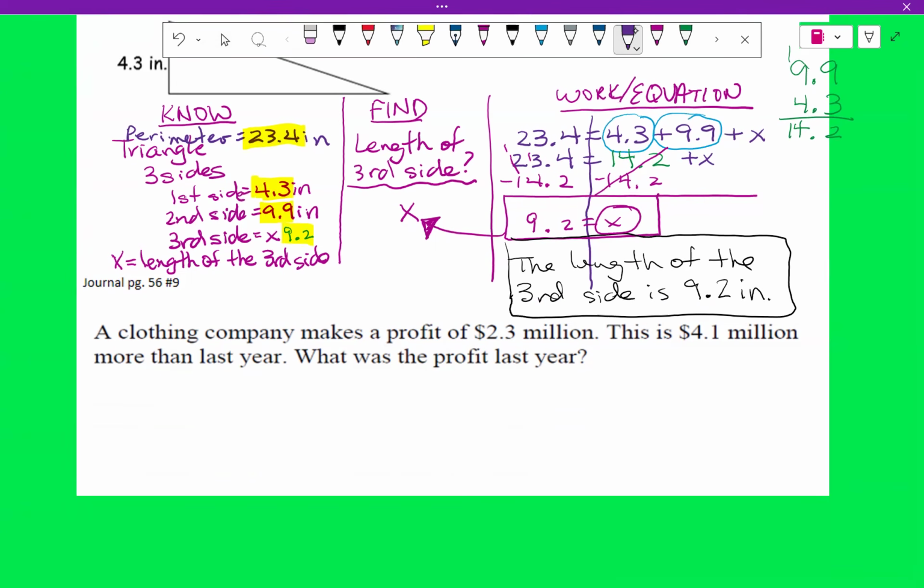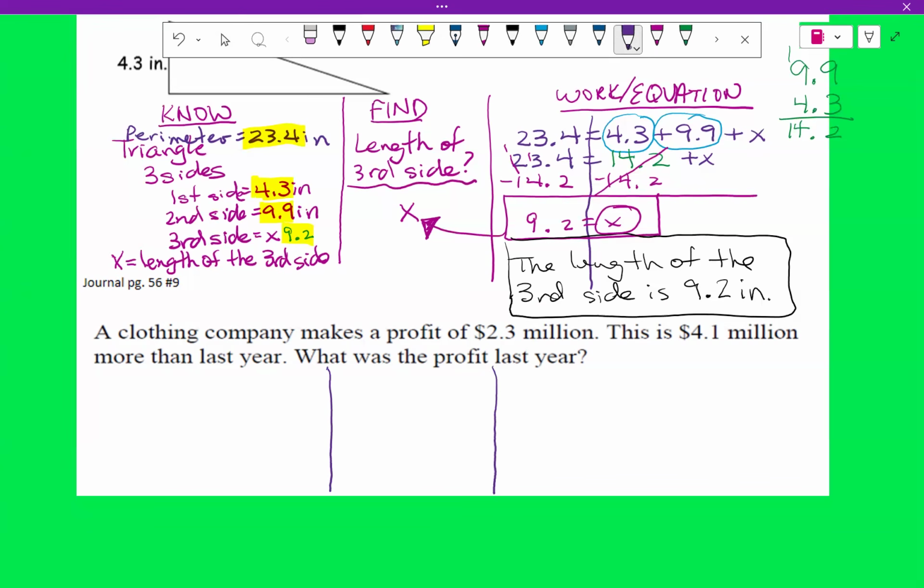A clothing company makes a profit of $2.3 million. This is $4.1 million more than last year. What was the profit last year? Okay, time for 3 boxes. It's a word problem. So here are our boxes.